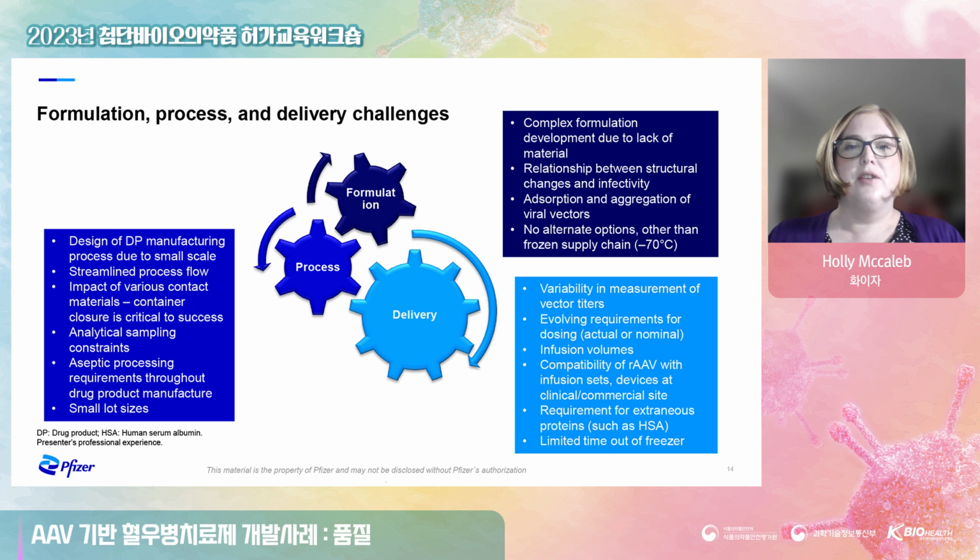Delivery of the product to the patient can require different dose calculations for actual or nominal dosing. As mentioned earlier, a frozen supply chain is usually required, and dosing is typically accompanied with an additional component, such as human serum albumin, or HSA. Many other challenges are listed on this slide as well, and all need to be considered when developing a gene therapy drug product presentation.